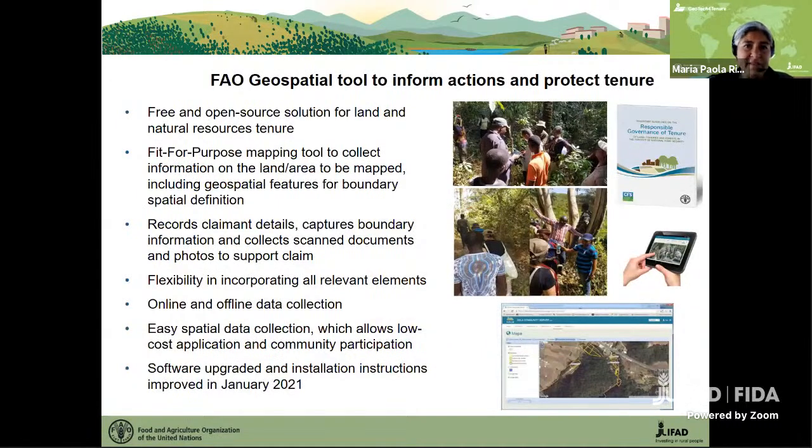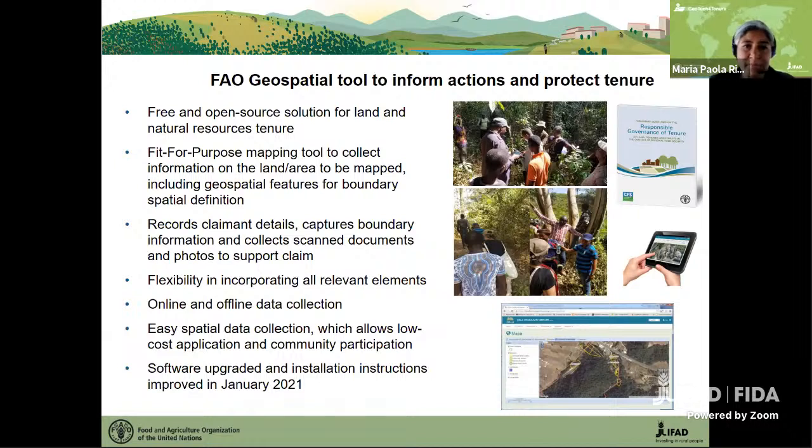FAO developed the Open Tenure. So now we will concentrate and we will focus on Open Tenure. Now, Open Tenure is a free and open source solution for land and natural resource tenure. So I want to highlight that this is a solution. So it's not just the tool, but it's part of the process, of the approach, which is a participatory approach in the framework of the voluntary guidelines, for the implementation of voluntary guidelines principles, including the fit for purpose approach.